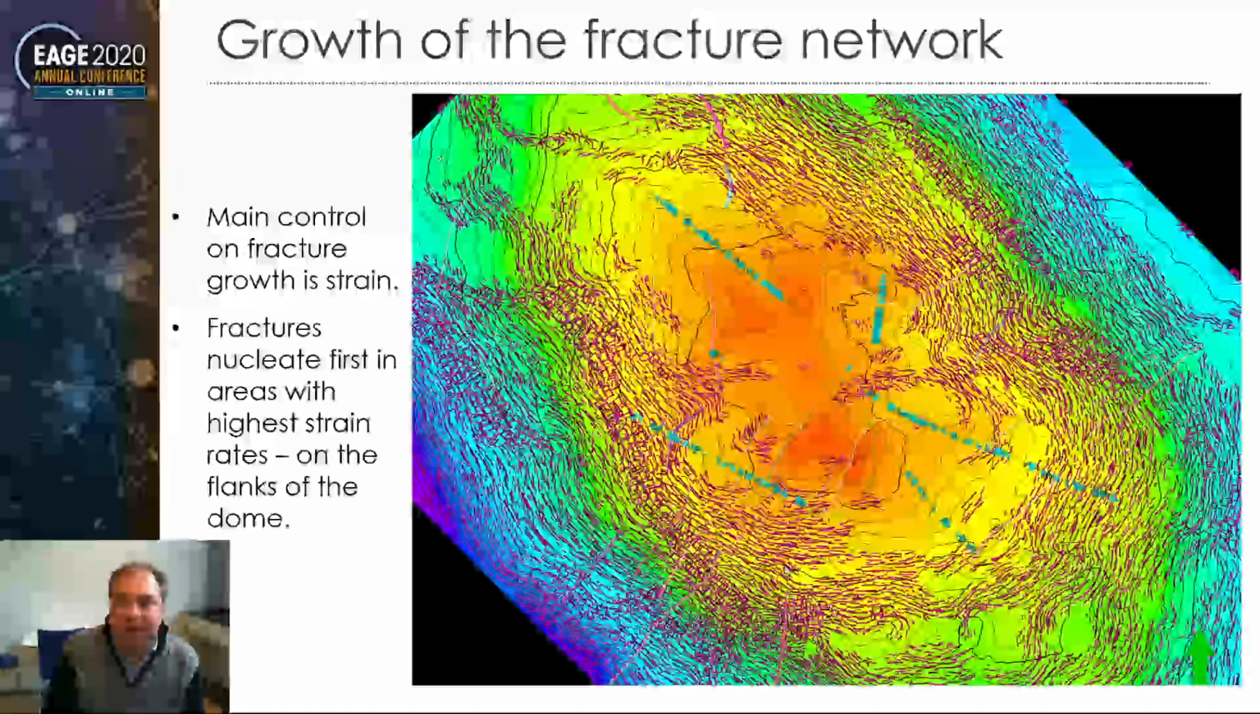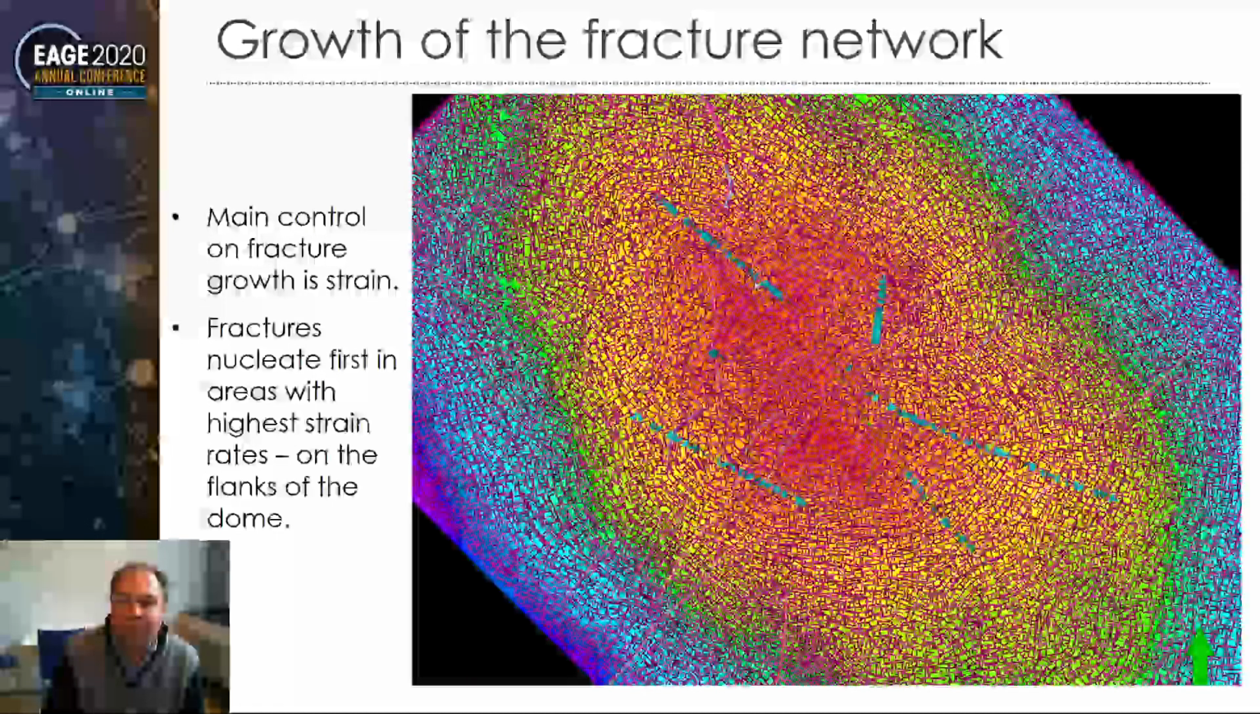As we apply the strain over a longer period, we see the fractures will start to spread to the lower strain regions on the crest of the structure. We also see the development of secondary fractures connecting the primary concentric fractures, so forming two perpendicular sets of fractures.